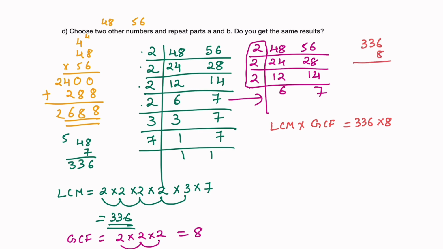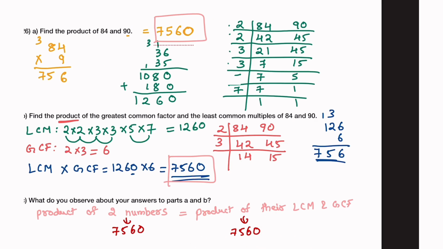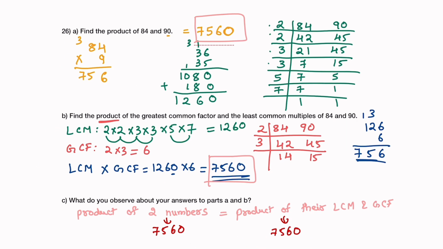336 times 8. 6 times 8 is 48, 4 carry. 8 times 3 is 24, 24 plus 4 is 28. 2 carry. 8 times 3 is 24, 24 plus 2 is 26. So that's 2688. Same answer. Okay, so yes, we can conclude that the product of two numbers is equal to the product of their LCM and GCF, right?